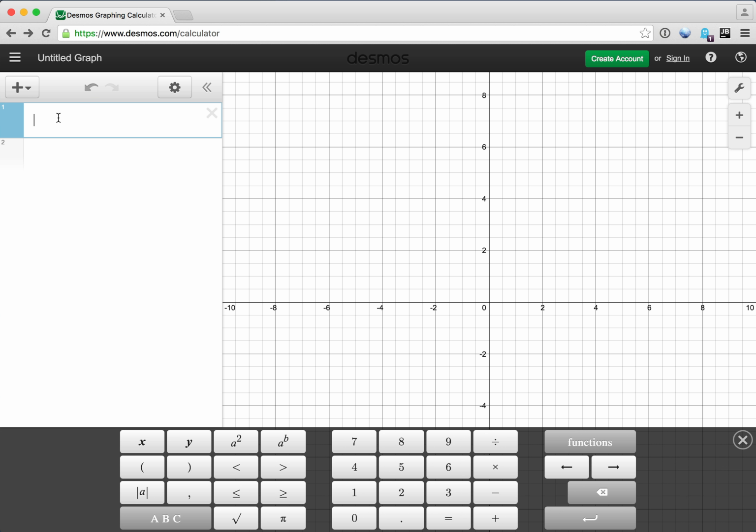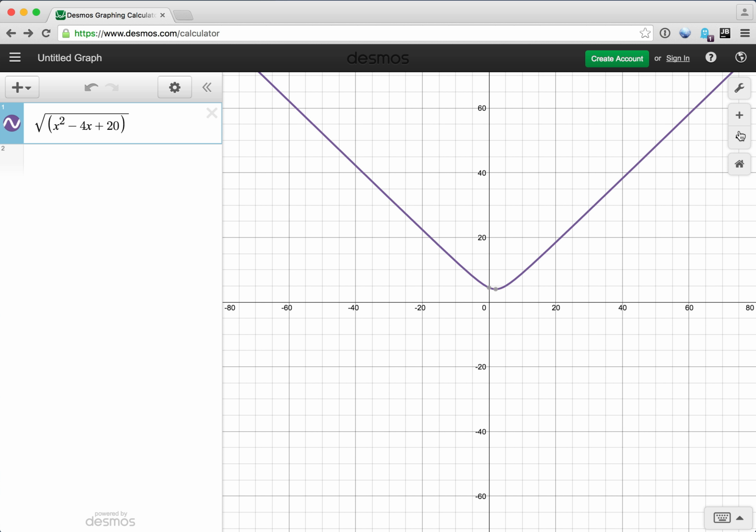Can you guys think of any other functions before I come up with one? What about the square root of, say, x squared minus 4x plus 20? Okay. Square root of x squared minus 4x plus 20. All right, what's the deal there? What's the limit of this function as x approaches any number? Do they all exist? Yes. They do. Why? Because that's continuous.